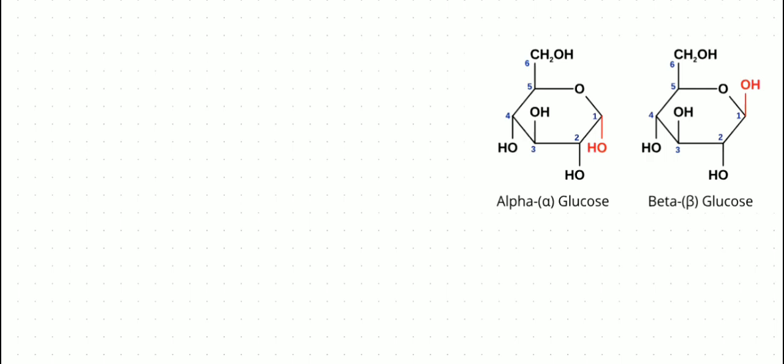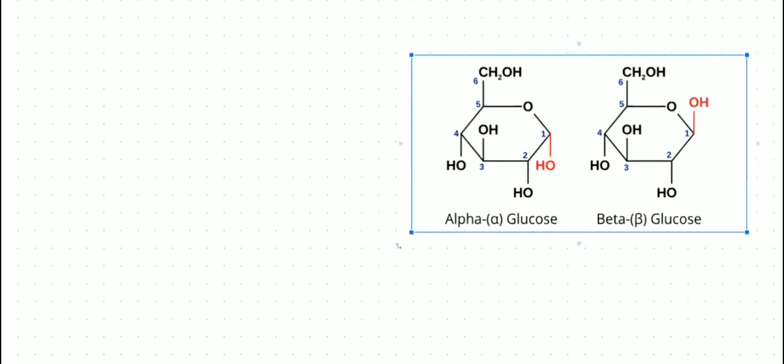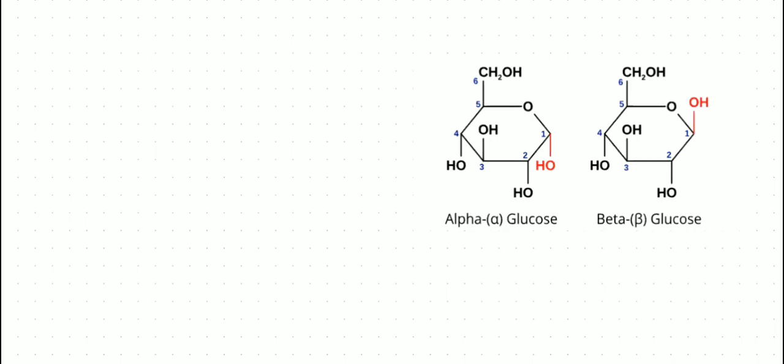So what is the difference? What makes these two glucose different is the first carbon OH group. If you see here in red color, the OH group of the alpha is down on the carbon, and in beta it is at the top of the first carbon. So this is the difference between alpha and beta glucose. Keep this in mind, and both are glucose molecules.